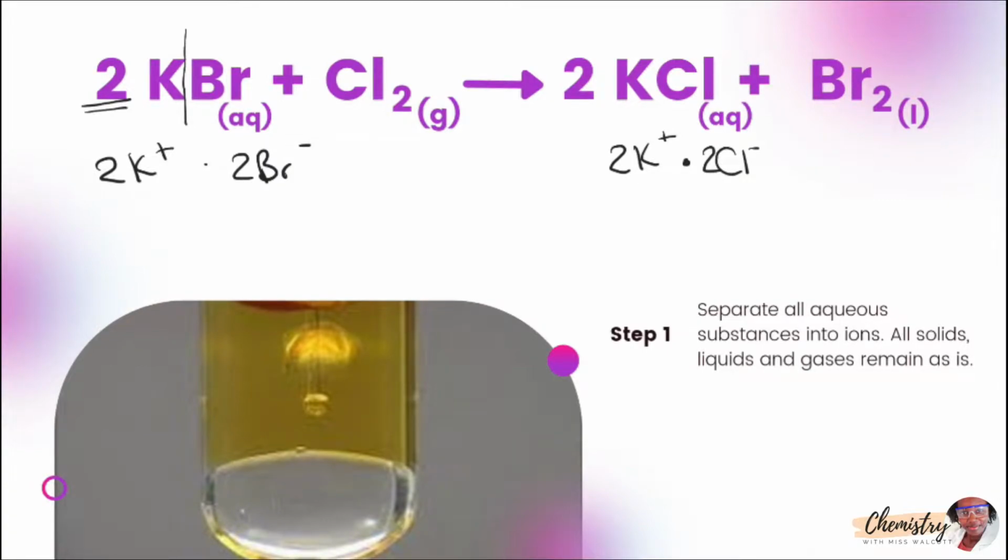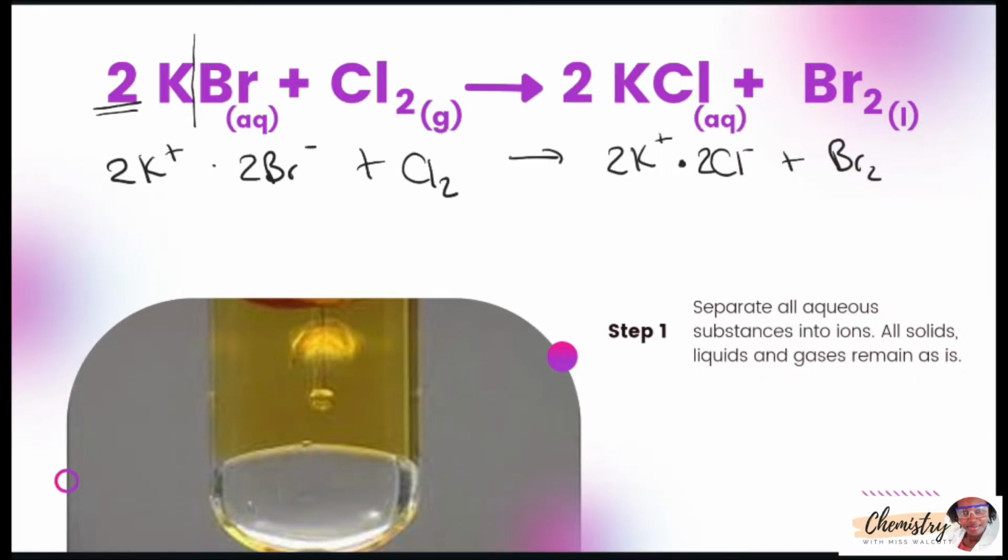Anything that exists as a solid, liquid, or gas, you'll have to write them back exactly the same. Just a reminder, aqueous means a substance is dissolved in water, and these substances would have their ions separated. Once it's a solid, liquid, or a gas, these are written exactly how they are given. So we're going to write Cl2 and Br2. So our first step is complete.